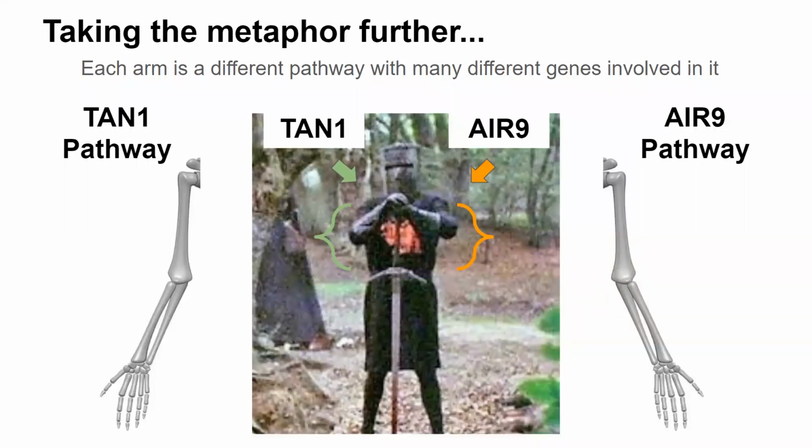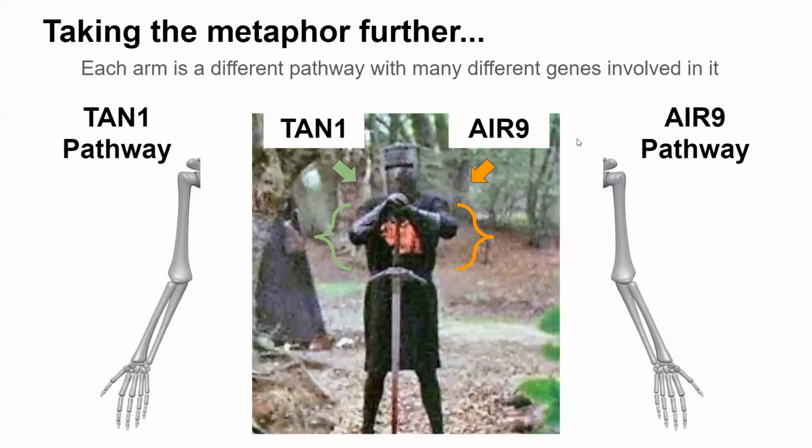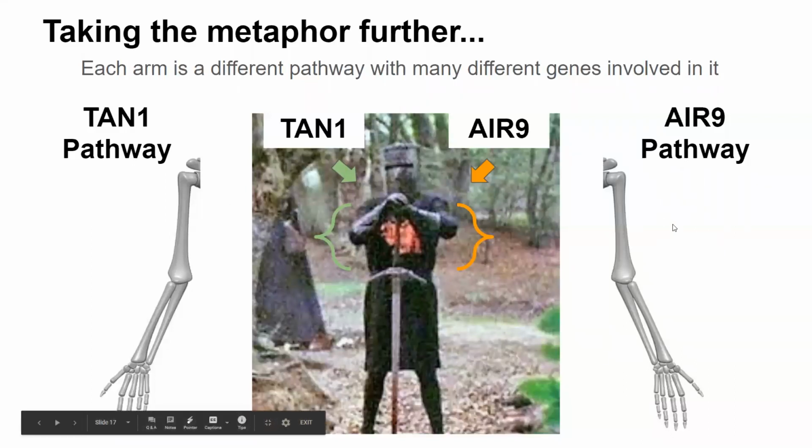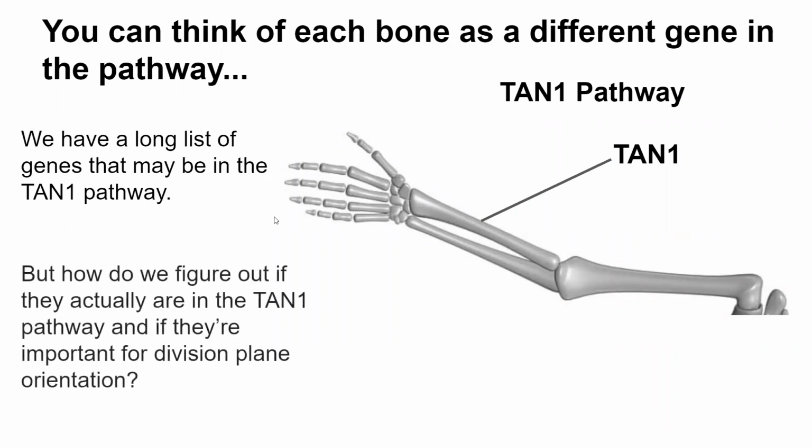Now biology is rarely ever that simple, so we're going to take this metaphor a step further, where now we're going to think of each arm as a different pathway, where this arm is the TAN1 pathway, and this other arm is the AIR9 pathway, and each pathway has a different set of genes involved. So here we have our arm, and maybe TAN is this bone, and then all these other bones are a bunch of different genes. And we have a long list of potential genes that we want to study that we think may be involved in the TAN1 pathway.